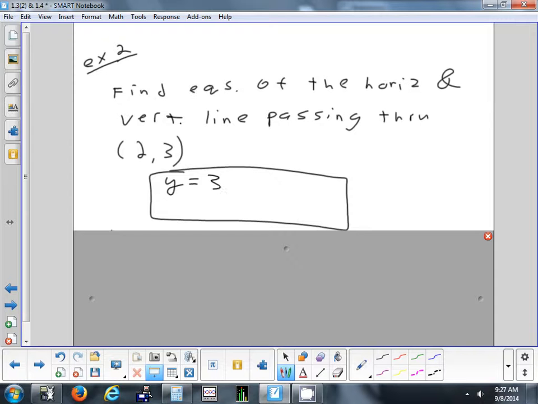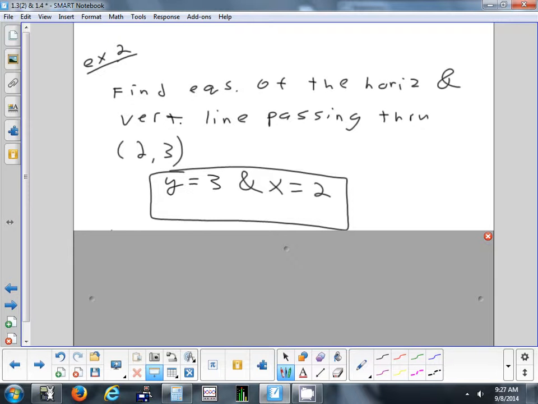Okay, we can graph that on the calculator, and we've been graphing quite a few horizontal lines today. Y equals 3. How about a vertical line? A vertical line doesn't start out like that. It's a little different. X equals 2. Yeah. Vertical lines are always of the form x equals.